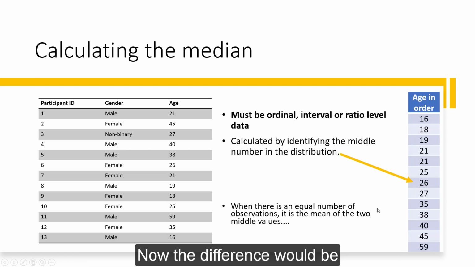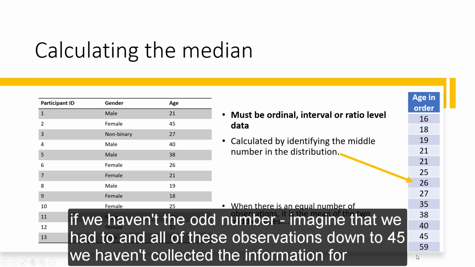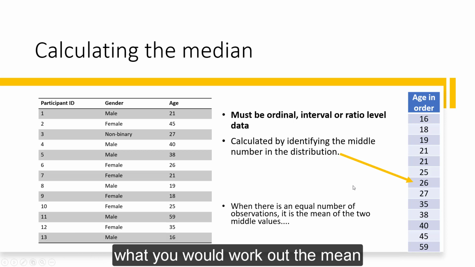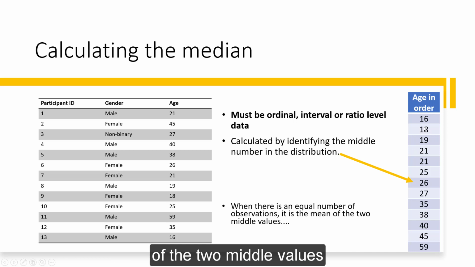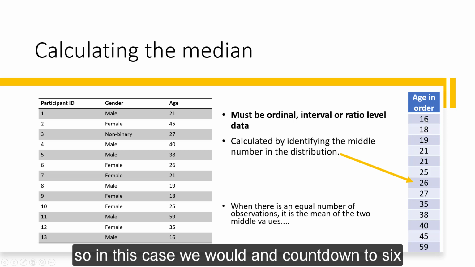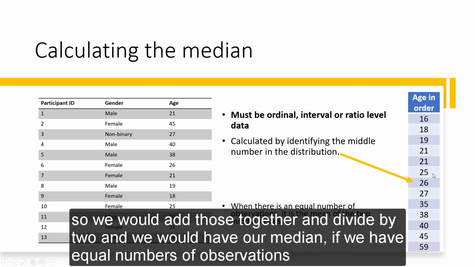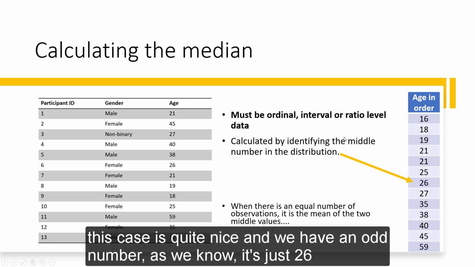Now the difference would be if we have an equal number. Imagine that we had all of these observations down to age 45, so we hadn't collected the information for that individual. So we had an even number. What would you do? Well, you would work out the mean of the two middle values. So in this case, we would count down to 6. 1, 2, 3, 4, 5, 6. So it would be the mean of 25 and 26. So we would add those together, divided by 2, and we would have our median if we have equal numbers of observations. But in this case, it's quite nice. We have an odd number, so we know it's just 26.